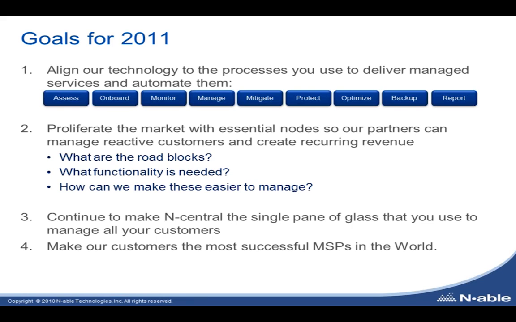So as an example, you can see in point number 1, you assess a new client's network. You onboard them once they stop being a prospect and start becoming a customer. You monitor and manage their network. You mitigate risks for them. You protect them from spam and viruses. You optimize their network by making recommendations. You back up their data, and you provide them with reports so that they have some sort of visibility as to what's going on.